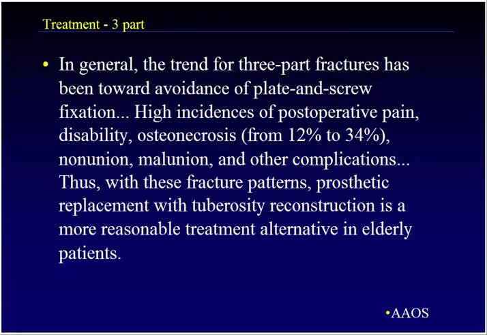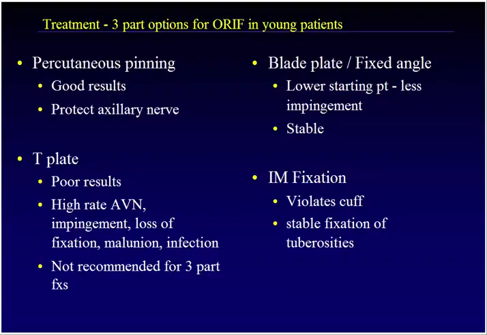And for most 3-part fractures in elderly, debilitated patients particularly, prosthetic replacement of the proximal humerus is probably the treatment of choice in comparison to ORIF. What about the 3-part fracture in the young patient, however? These are ones that we would not think would do well with a prosthetic replacement of the proximal humerus, and ORIF is indicated. You can do percutaneous pinning. It has the benefit in that it does protect the axillary nerve and prevents complications from a big wound and big dissection. You can use plate fixation.